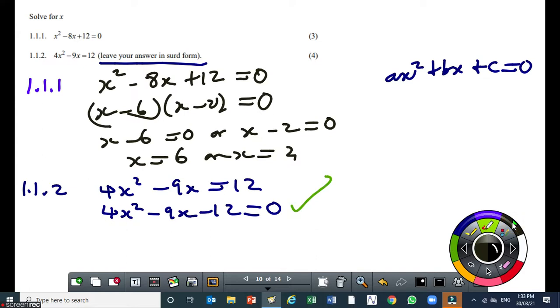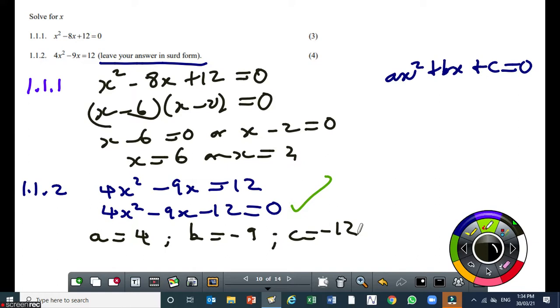Then when you get here, we are going to use the quadratic formula. So a is equal to 4, b is equal to minus 9, and c is minus 12. Now I'm going to write down my quadratic formula. You may get a mark for the quadratic formula itself, or you may get a mark for both the correct formula and substitution. So the next step, I must write my quadratic formula.